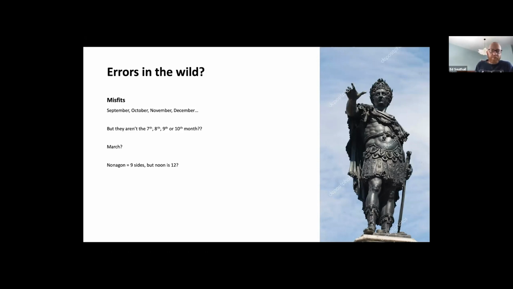So they're traditionally named after the numbers, but it doesn't quite work. And March used to be the beginning of the calendar year. And there's also another sort of peculiarity here.